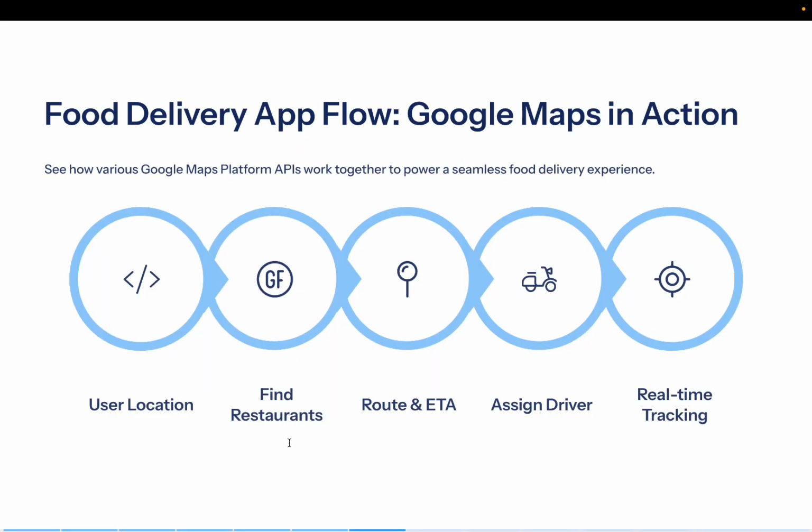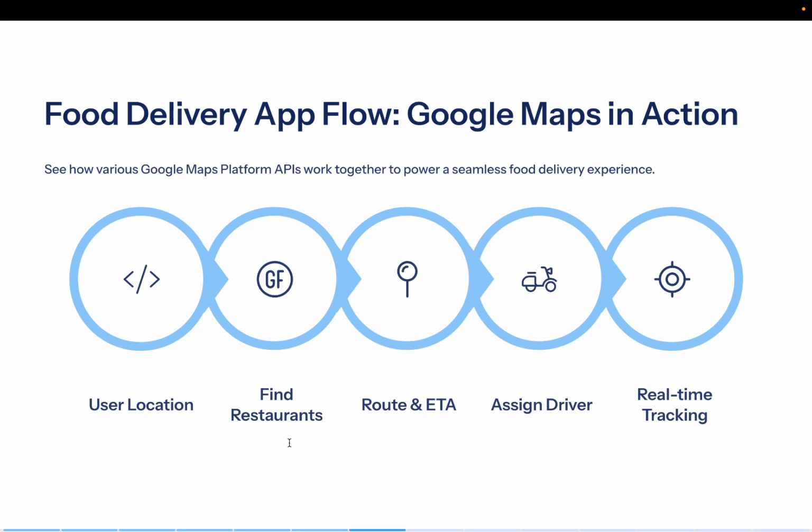Let's move to next slide. Now let's look at the real world example of how the Google Map platform is integrated into food delivery application. The first one is user location. Using geolocation API, the app can accurately detect where the user is in real time.